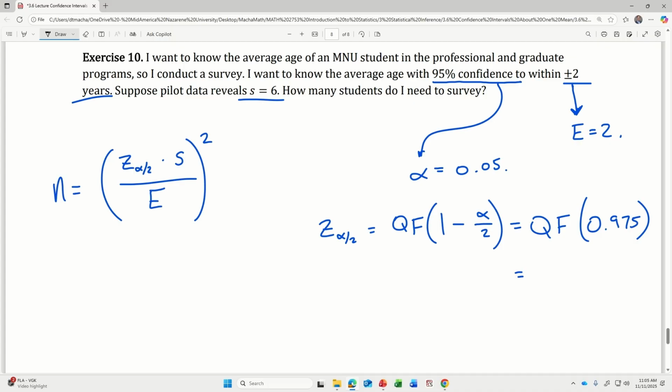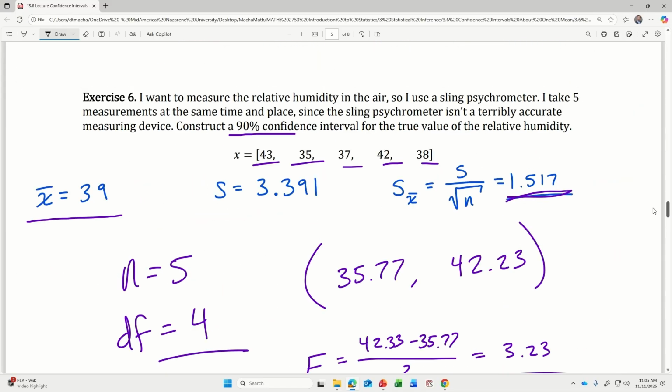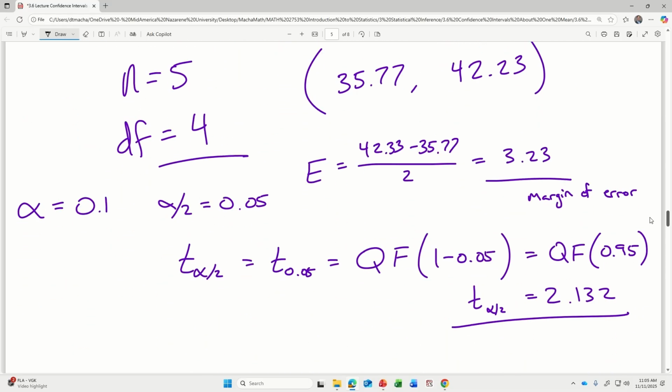Again, I can't use the t-distribution here because I don't know the sample size. The t-distribution needs degrees of freedom. Degrees of freedom needs sample size. Sample size is what we're actually trying to solve for here. So I cannot use the t-distribution, so I'm going to have to use the standard normal anyways, even though this is a confidence interval about a mean. In a previous question that we did, maybe on Friday, we were constructing a confidence interval, and we did know the sample size, so we did use the t-distribution when we constructed a confidence interval about a mean.